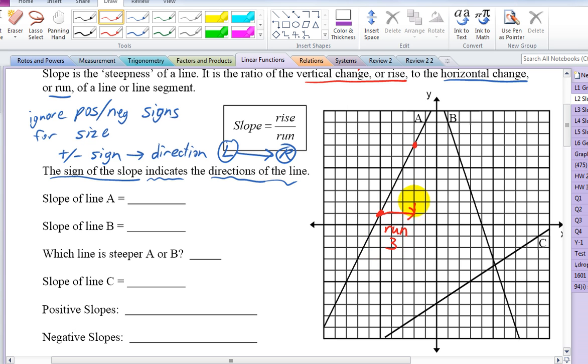Then I'm going to make a triangle and go up. How many squares do I have to count to go up? 6, and that is my rise.